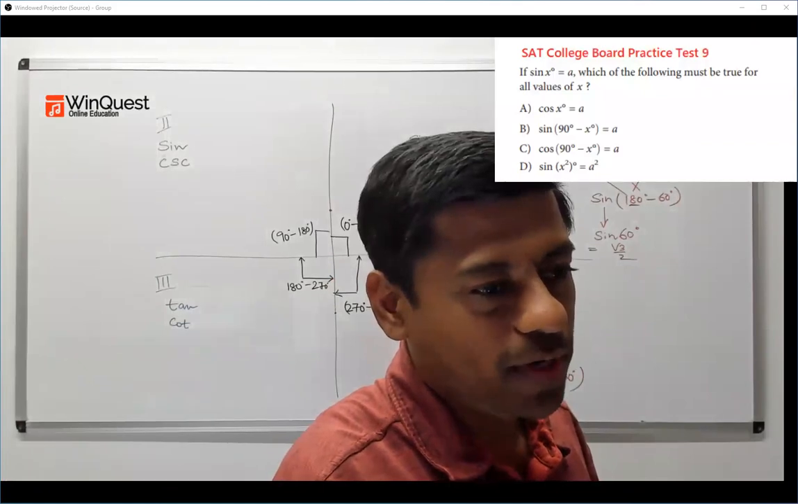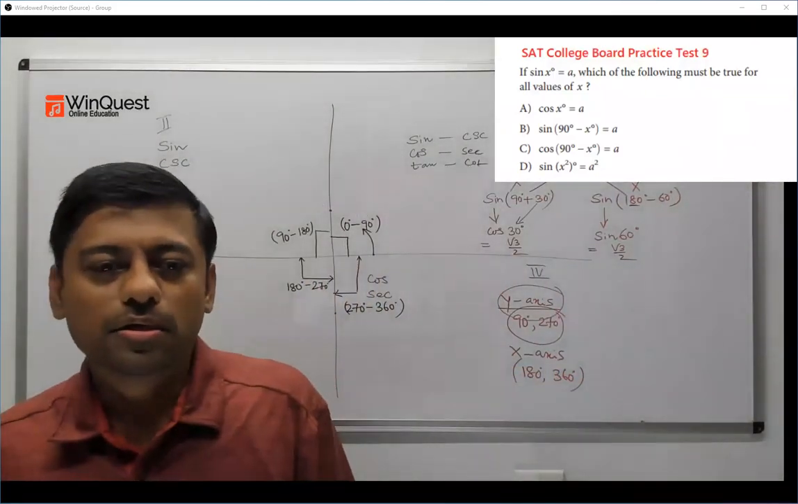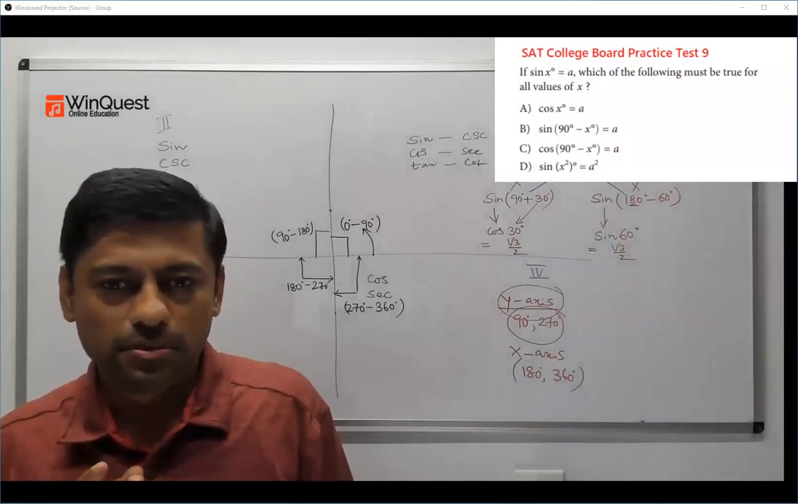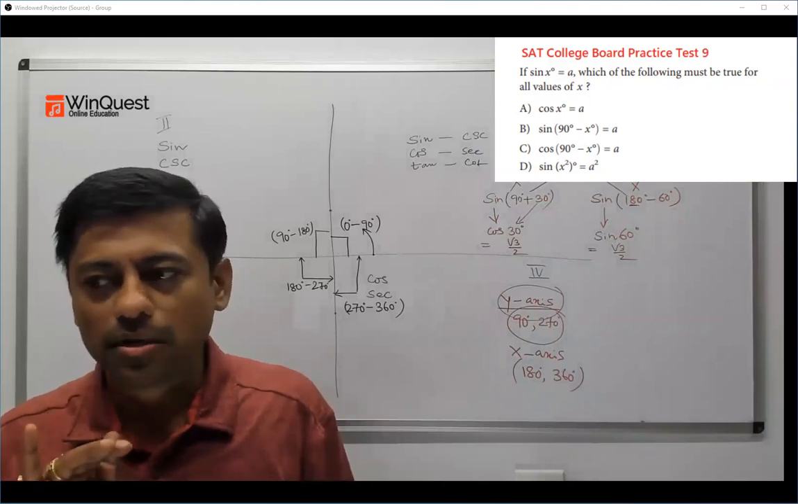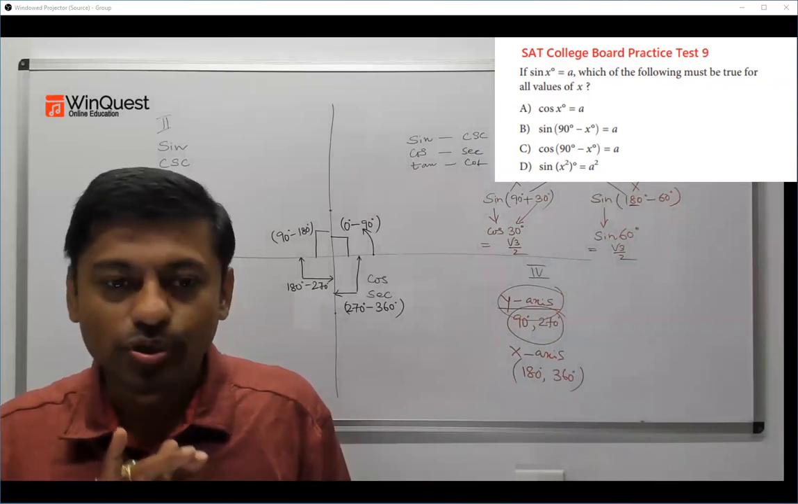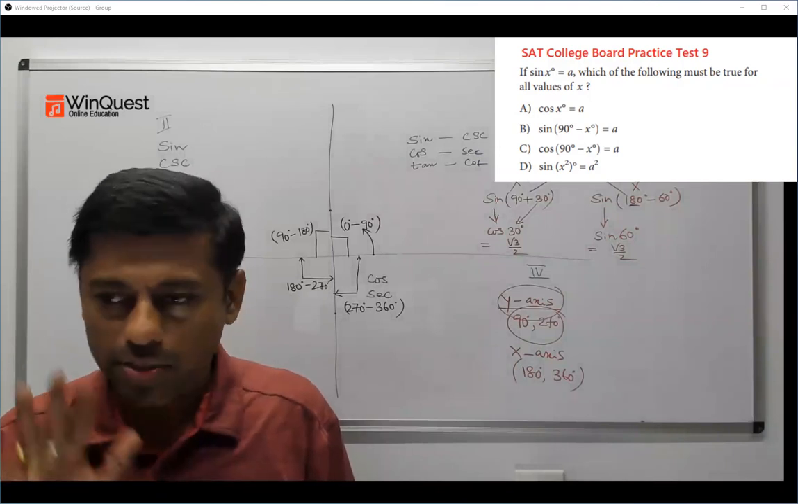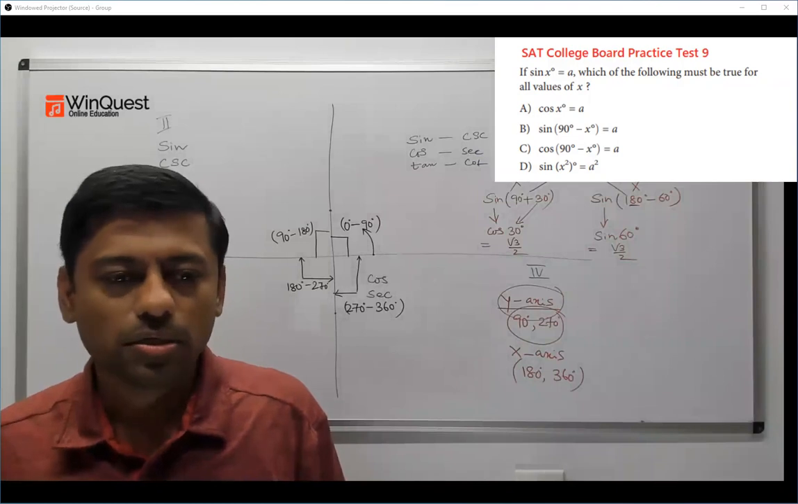If you see this problem, right now you are in 90 minus x degrees. And I told you one thing that is very clear, 90 degrees will trigger, it is a y-axis angle, so it will trigger a function change. Sine will become cos, cos will become sine. I've told you only one rule, which is sine becomes cos. It will trigger something.